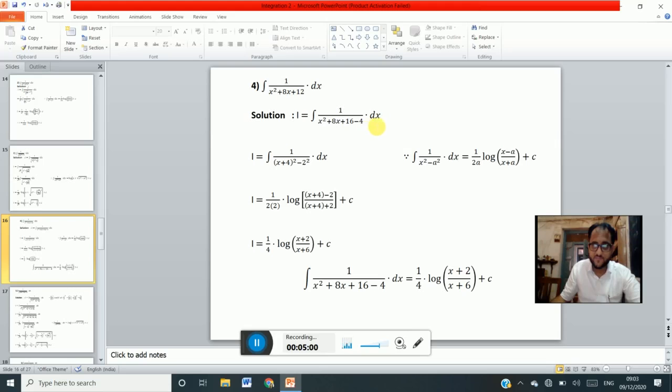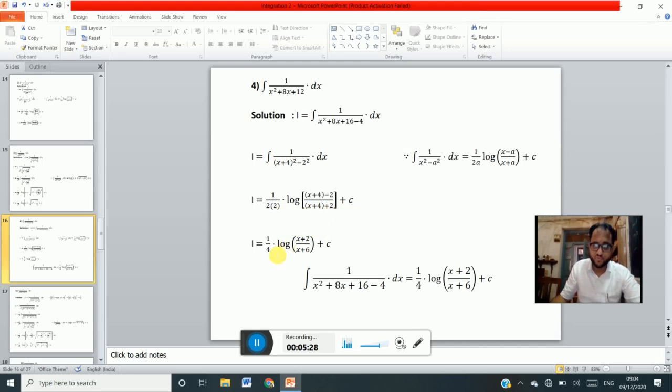Okay, and this 4 is nothing but 2 square. Now see, we got the term x square minus a square, and the integration of 1 upon x square minus a square is 1 upon twice a log of x minus a upon x plus a. So using this result, 1 upon twice a is 1 upon 2 into 2, log of x plus 4 minus 2 upon x plus 4 plus 2, plus c, right?